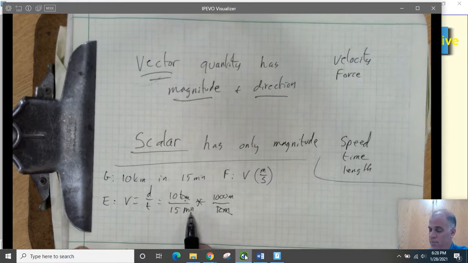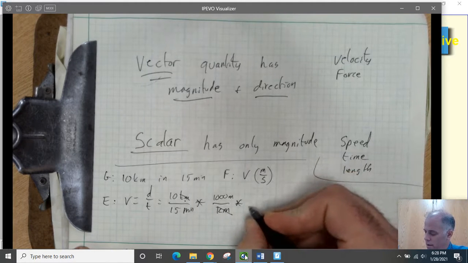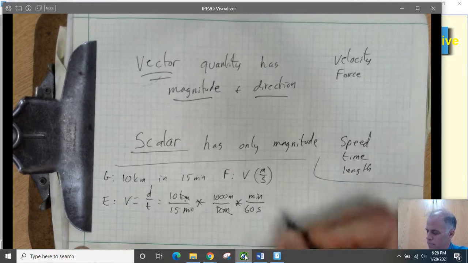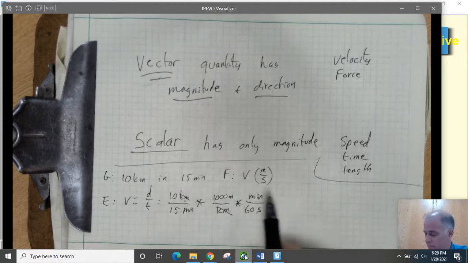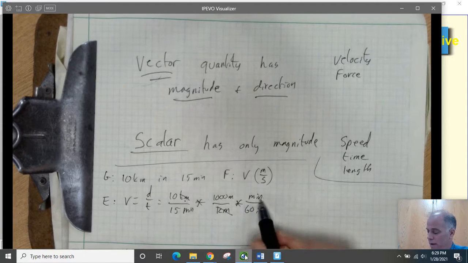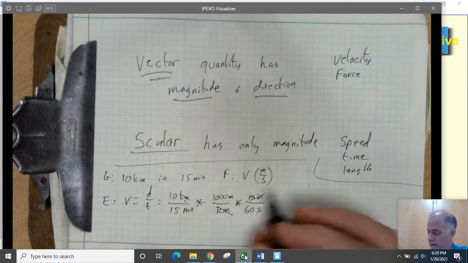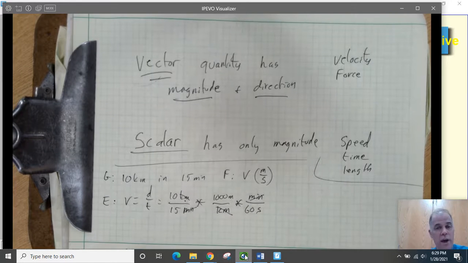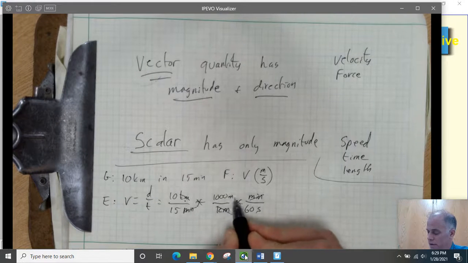Now we also have to turn the minutes into seconds. So we are going to say that there are 60 seconds per minute, or you can say 1 minute is 60 seconds, 1 minute per 60 seconds. And we want to pay attention to the units again, like I've been saying, to make sure we have it set up right. Now, when I set it up like this, the minutes in the numerator cancel out the minutes in the denominator. And I'm left with seconds in the denominator and meters in the numerator.